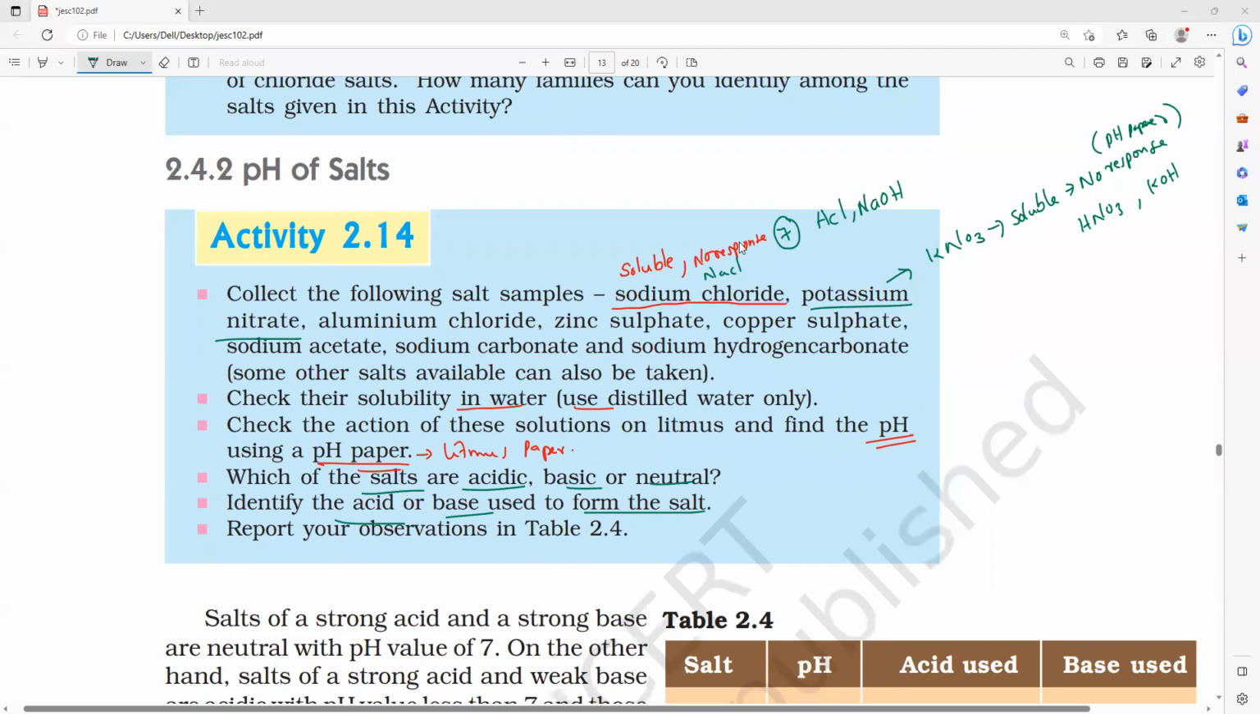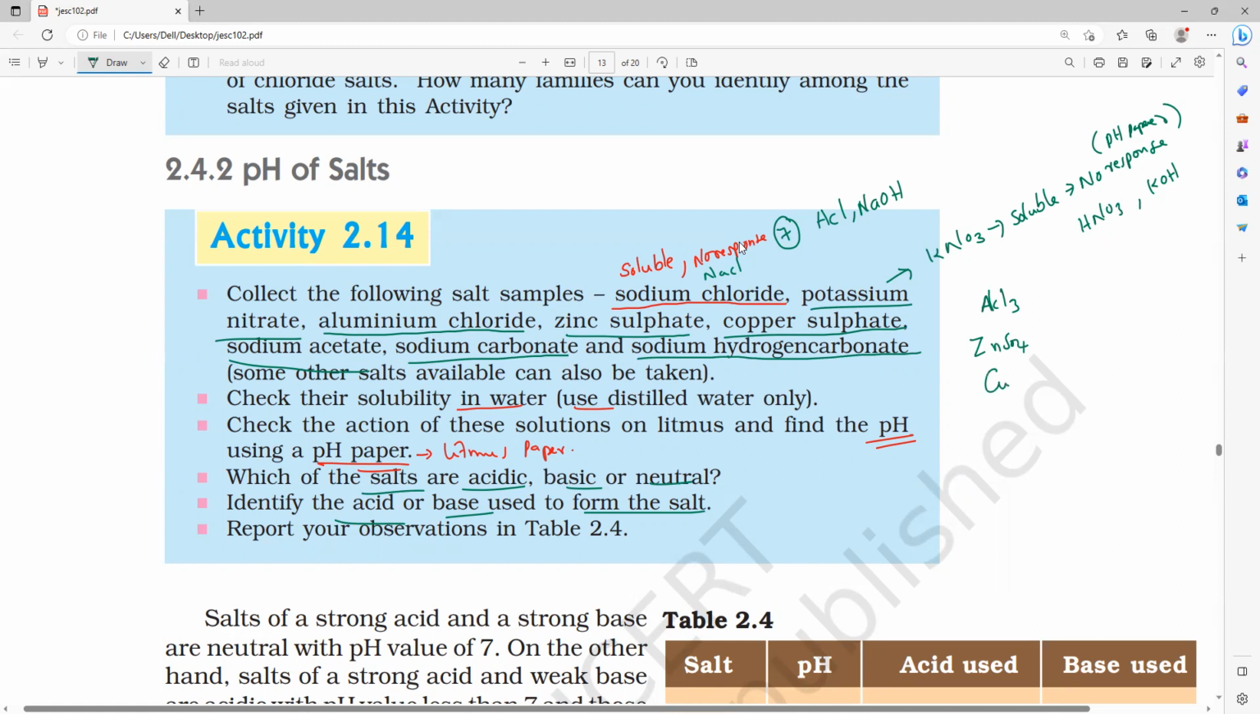Next, aluminum chloride, zinc sulfate, copper sulfate, sodium acetate, sodium carbonate, sodium hydrogen carbonate. Remember these in order. Aluminum chloride formula: AlCl3. Next, zinc sulfate formula: ZnSO4.